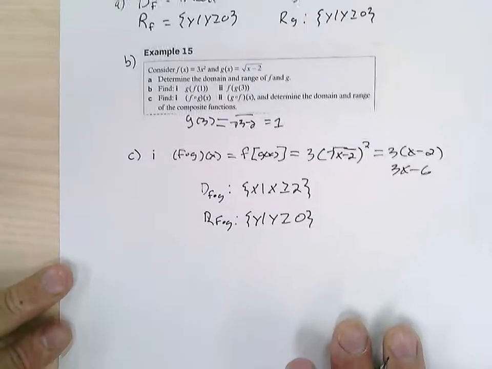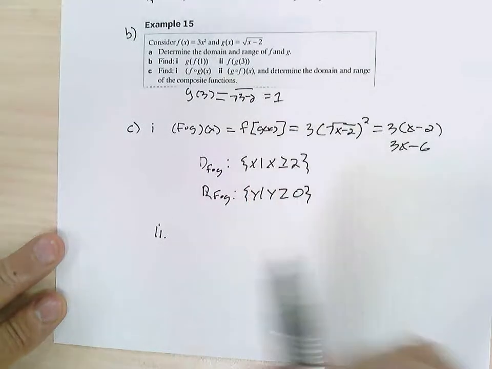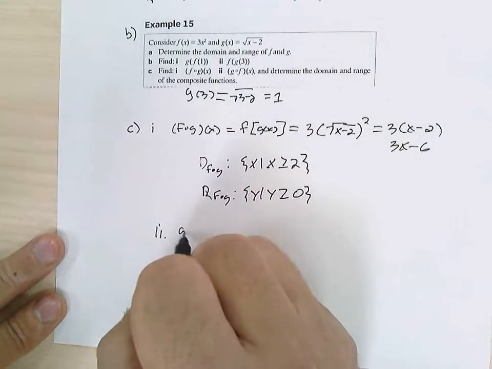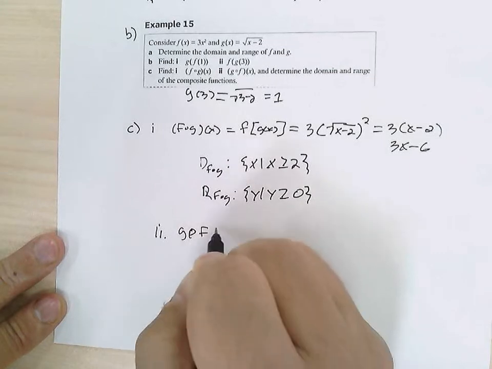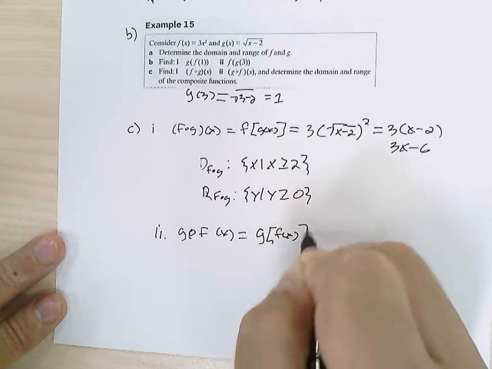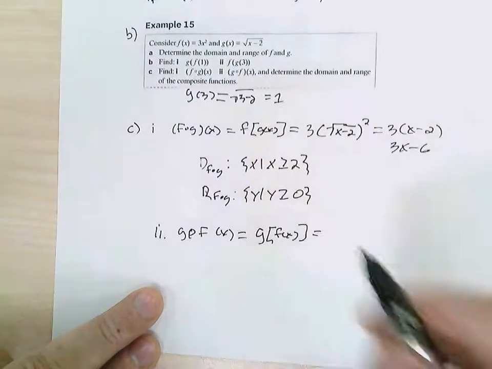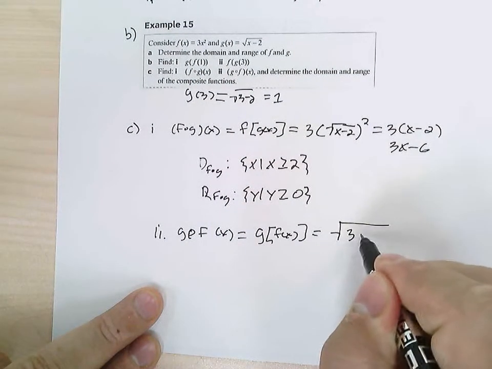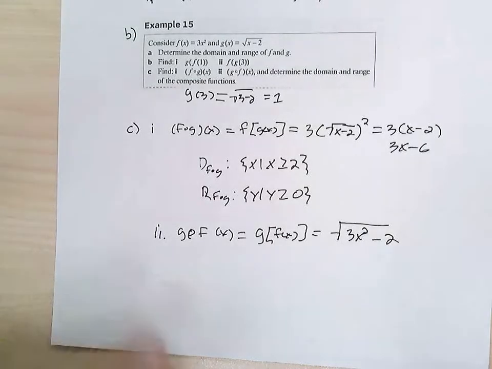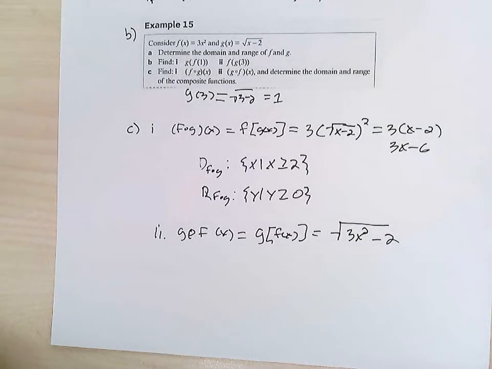Good? Now, 2 asks us to do the other way around, g of f of x. So I'll go g of f of x, which is equal to, I got to plug that guy into this guy, so I'm going to get the square root of 3x squared minus 2. Now, what's different here is now what we plugged in was all real numbers, right? So that's all real numbers.